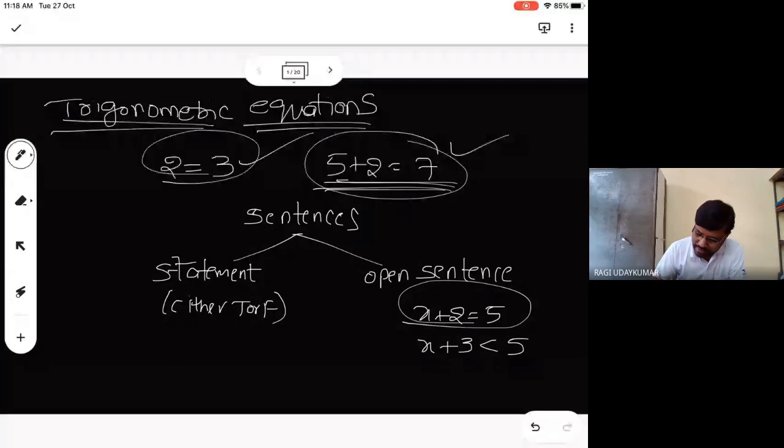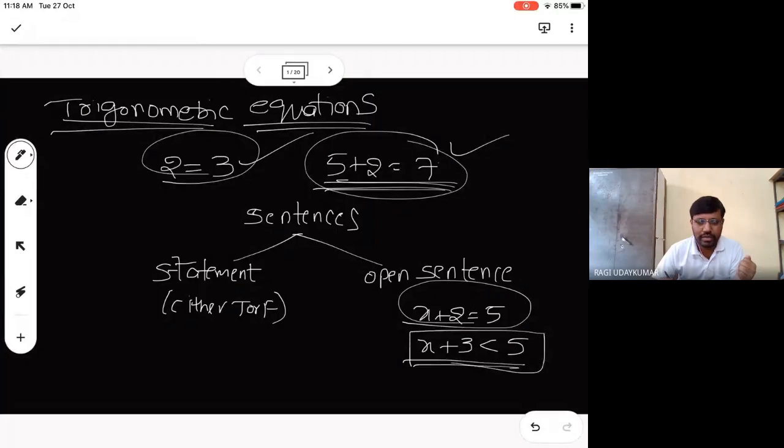So this is an inequation. We are going to have the inequations chapter next, linear inequations. An open sentence which contains the equals symbol is called an equation. An open sentence which contains less than, greater than, less than or equal to, greater than or equal to is called an inequation. There are different types of equations, quadratic equation, linear equation, that you know. Most students don't know this basic thing, so that's why I'm telling you.